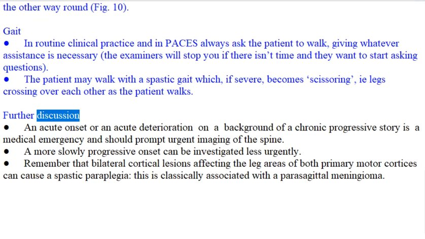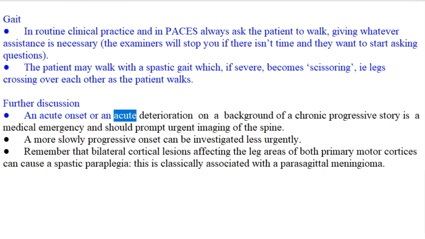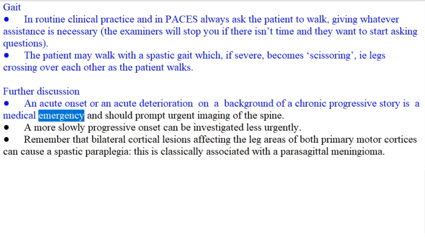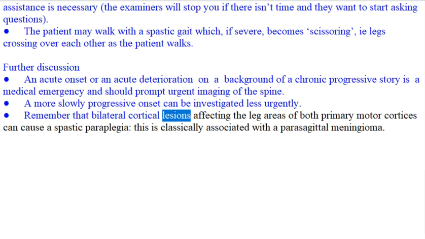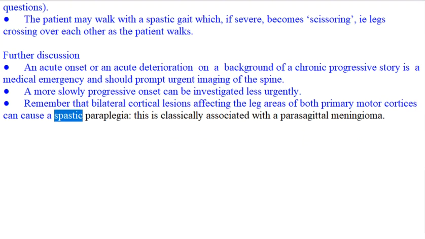Further discussion. An acute onset or an acute deterioration on a background of a chronic progressive story is a medical emergency and should prompt urgent imaging of the spine. A more slowly progressive onset can be investigated less urgently. Remember that bilateral cortical lesions affecting the leg areas of both primary motor cortices can cause a spastic paraplegia. This is classically associated with a parasagittal meningioma.